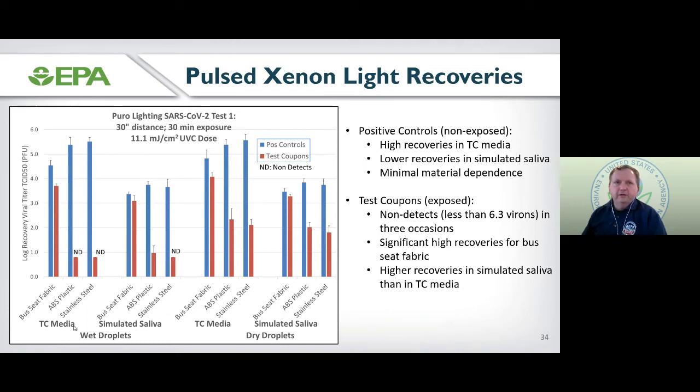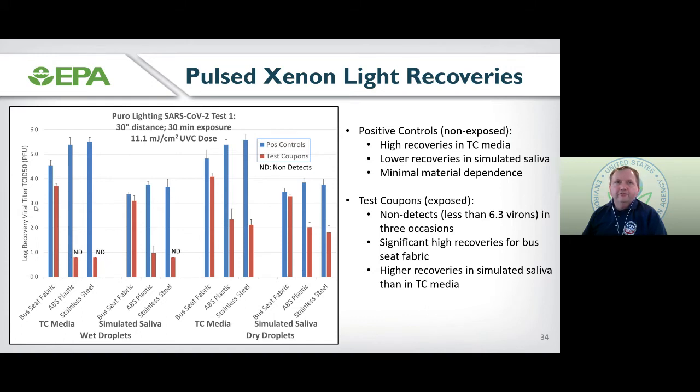We had the SARS-CoV-2 present in tissue culture media, but we also had it present in the simulated saliva. So that splits up these 2 groups here. Then there's also a distinction between whether the UVC inactivation started with the droplet present as a wet droplet or as a dry droplet. And that makes you see these graphs showing here.